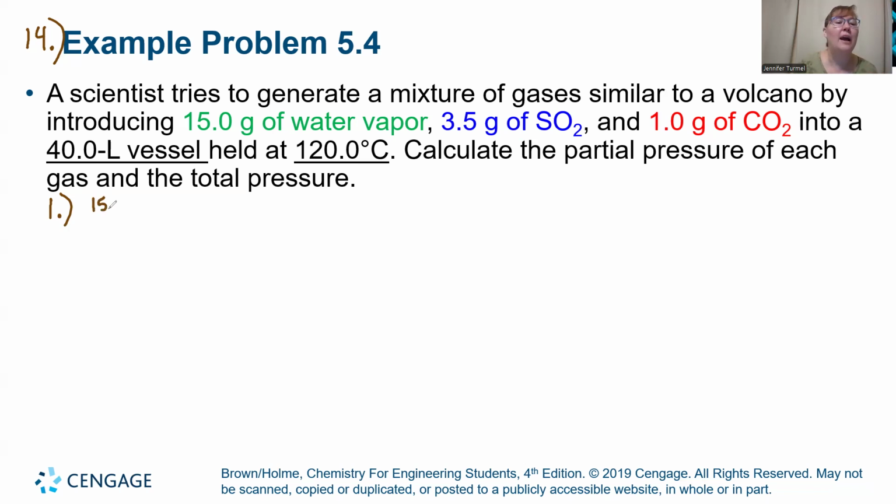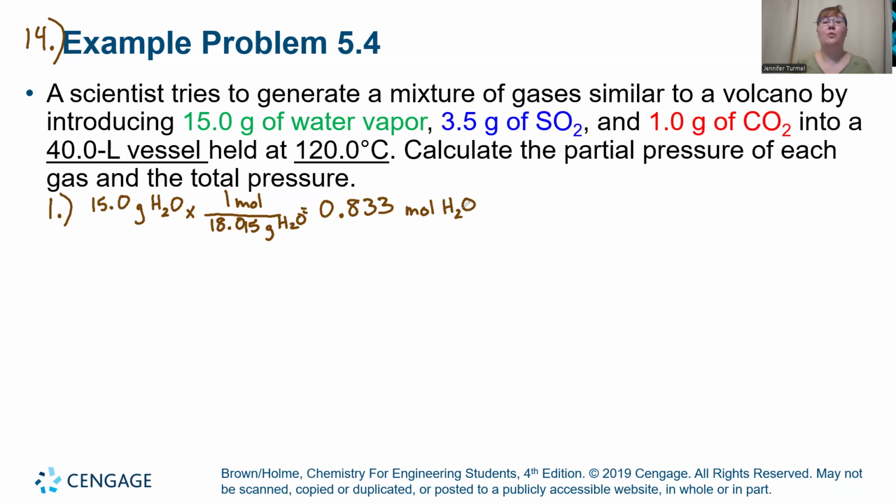First of all, we have 15 grams of water. At this point, you should probably be pretty good at this. Our molar mass of water is 18.015 grams per mole, which gives us a water value of 0.833 moles of H2O. I'm going to color code these values here.